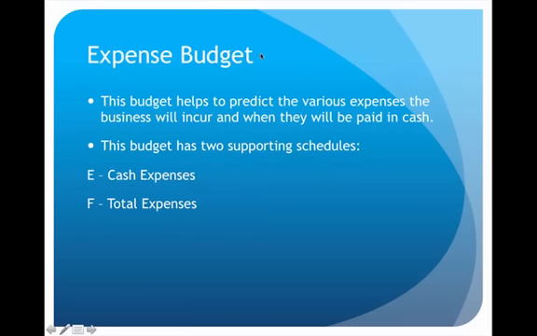Then immediately following the purchases budget, we prepare the expense budget. And this is going to help us analyze and predict all of our various expenses. And there will be many different expenses: salaries, utilities, taxes, insurance, all the various expenses that have to be paid. And this also has two supporting schedules: Schedule E for cash expenses and Schedule F for total expenses.